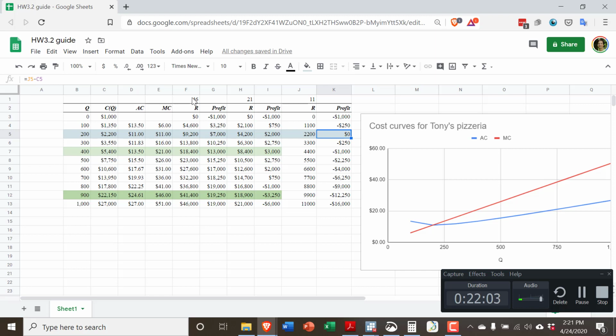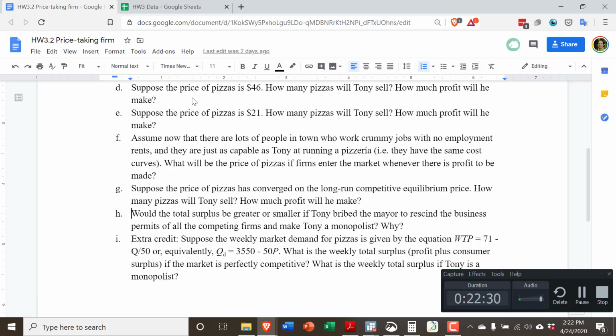But if he got all these other firms kicked out of the business, right, by bribing the mayor to rescind their business licenses, that would indeed increase his profit, but it wouldn't increase the total surplus. It would increase his profit by less than it would increase the total surplus, which is exactly why economists tend to like perfectly competitive markets more than monopolistic markets like the iWidgets example from 2 weeks ago.